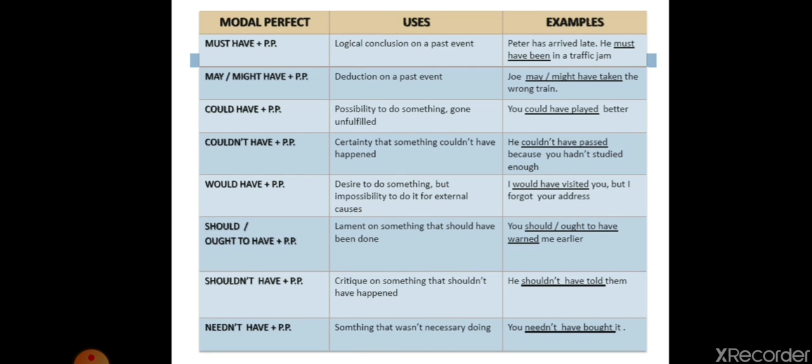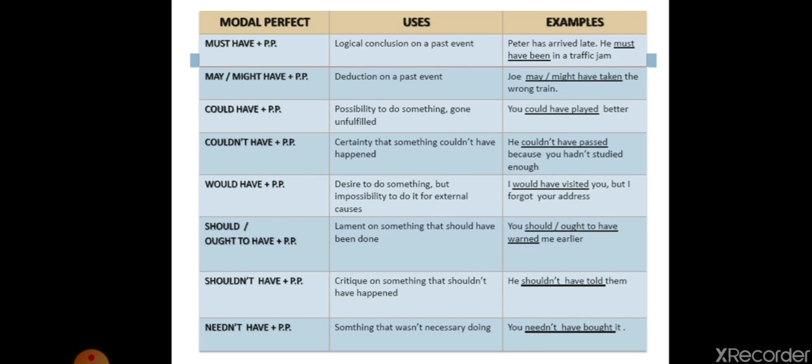So must have plus past participle. Peter has arrived late. He must have been in a traffic jam. So this shows the logical conclusion on a past event. May, might have plus past participle. Joe may, might have taken the wrong train. So this shows deduction on a past event. Deduction is the noun form of deduce, by which we mean to come to a conclusion. So this means coming to a conclusion on a past event.